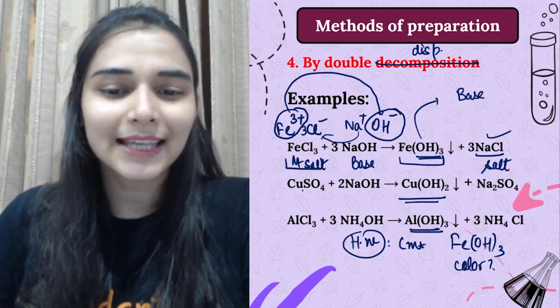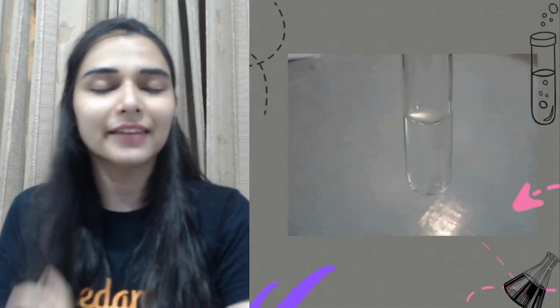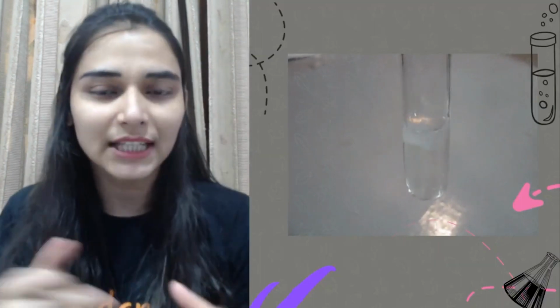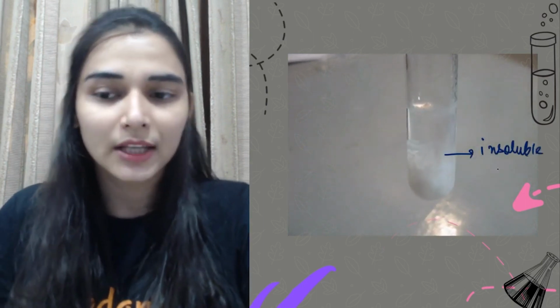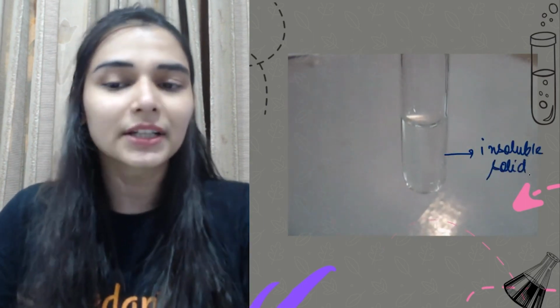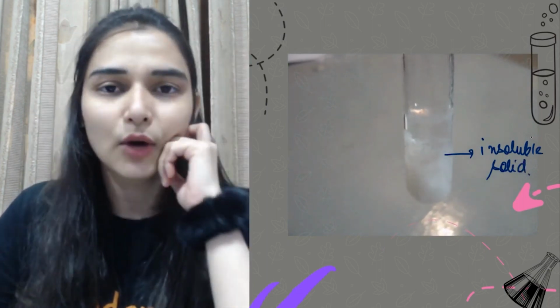Okay, in the same way we have done the reaction, metal salt with the base, exchange the ions, you will get the metal hydroxide as a precipitate. And what are precipitates? These are simply the insoluble solid that is formed during the course of reaction. Okay, like Fe(OH)3 is water insoluble. So as soon as you see it in water, you will see it is precipitated out.